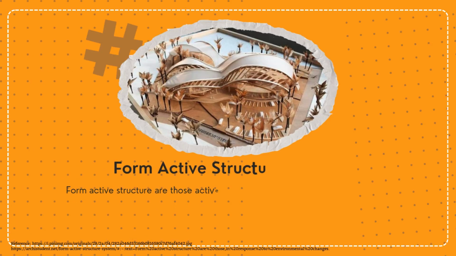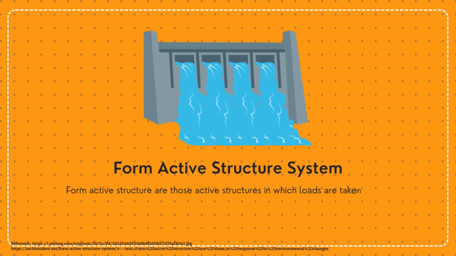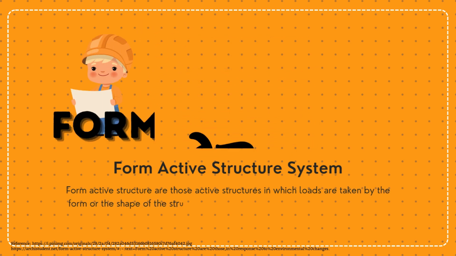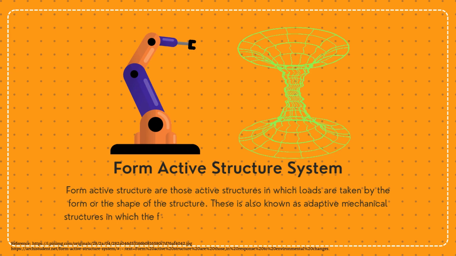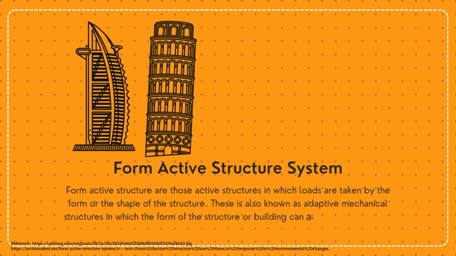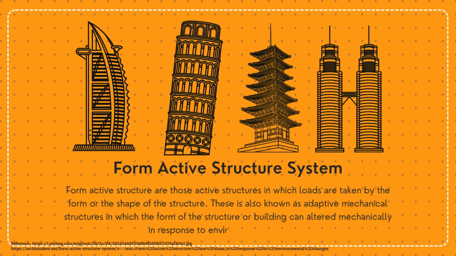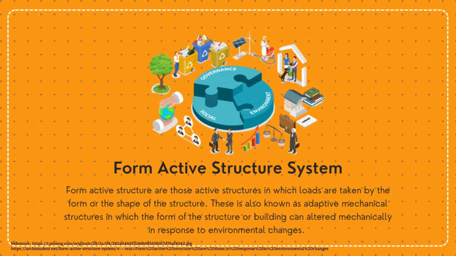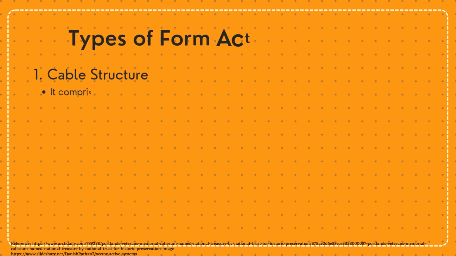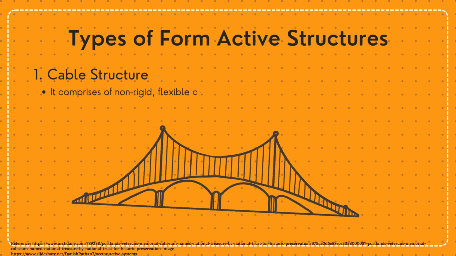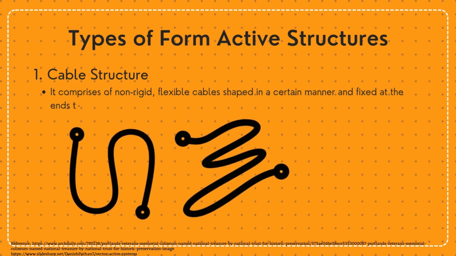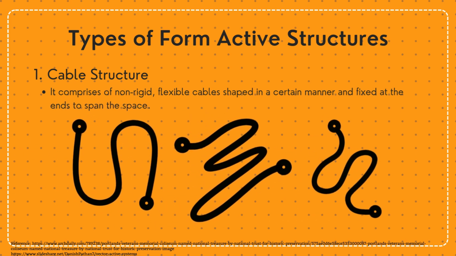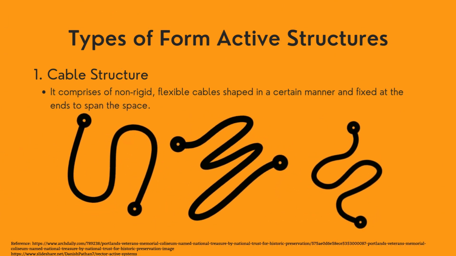Form-active structure systems are those active structures in which loads are taken by the form or the shape of the structure. This is also known as adaptive mechanical structures, in which the form of the structure or building can be altered mechanically in response to environmental changes. There are 4 types of form-active structure. The first one is cable structure. It comprises non-rigid flexible cables shaped in a certain manner and fixed at the ends to span the space.